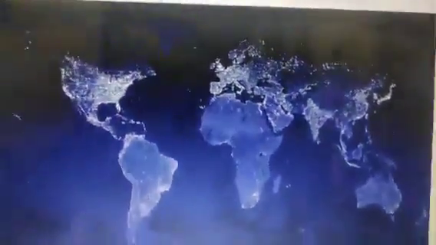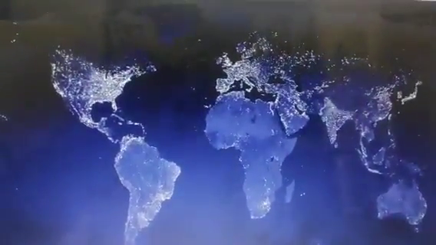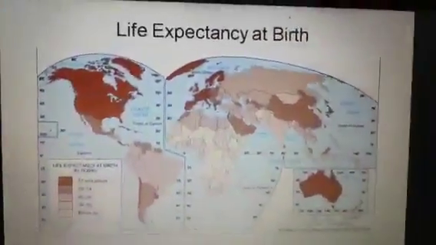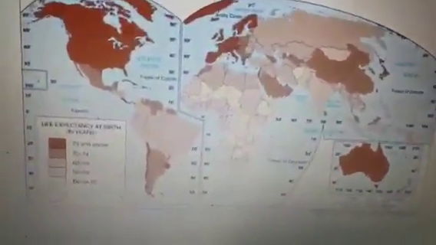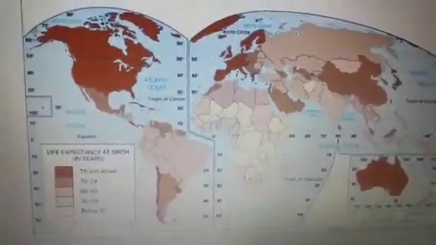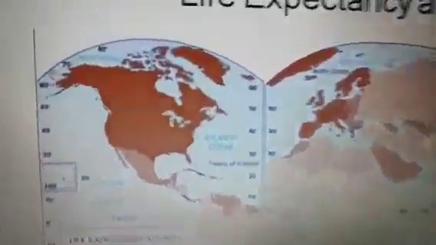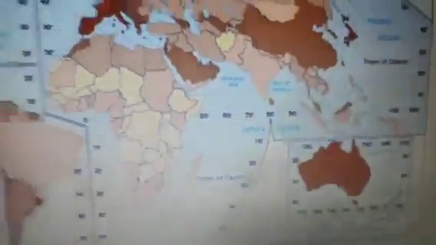Okay, so this is how the night view of the population density looks. And then life expectancy at birth is one more characteristic of population. You can see the dark one is 75 and above. So the most aged people live in North America, European countries, Russia, Australia, and Japan.